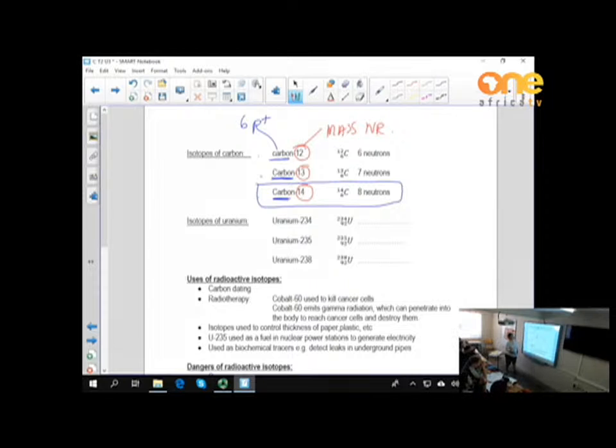If we go and have a look at isotopes of uranium, well, uranium-234, that's the mass number, protons plus neutrons. Uranium-235, protons plus neutrons. 238, protons plus neutrons. So, if uranium has 92 protons, how many neutrons does the 234 isotope have? Calculate. 234 minus 92 equals 142 neutrons. Is that right? Okay. The next one?